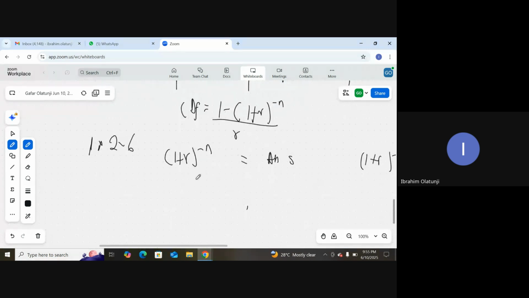You now compute for 1 to 6 again, but you are using cumulative. You are using this formula to do 1 to 6. Whatever you get, write it. You now subtract the one you got from this 1 to 6. Whatever you get is your 2 to 6. Is it clear now?